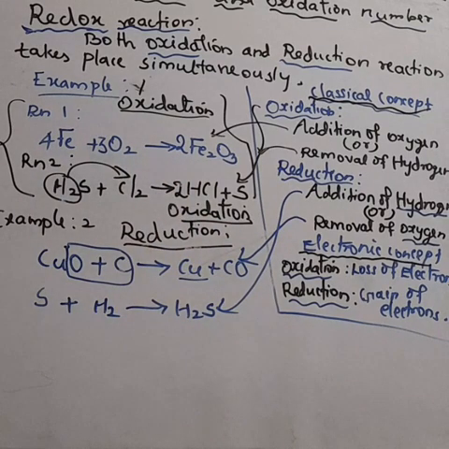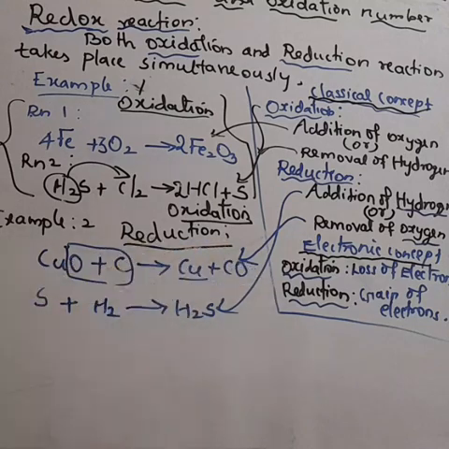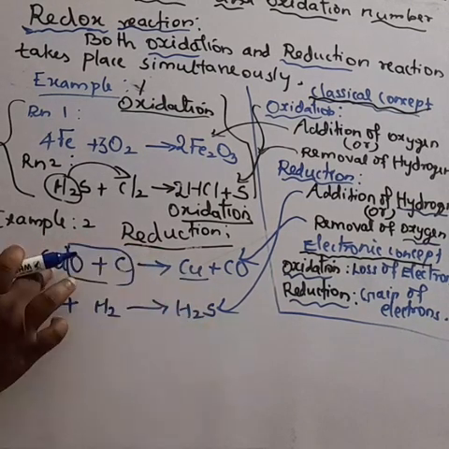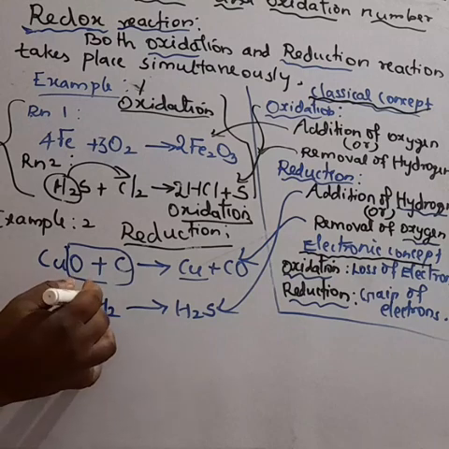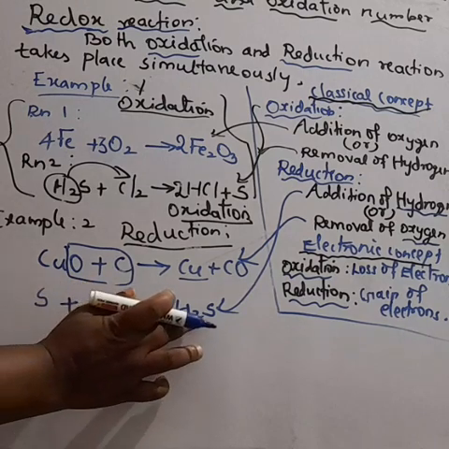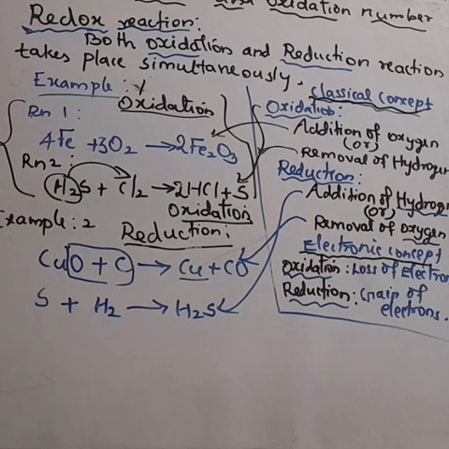Okay, so in this reaction, cupric oxide plus carbon forms copper plus carbon monoxide, which means removal of oxygen from the cupric oxide. So it is a reduction. In this other reaction, sulfur plus hydrogen means addition of hydrogen to the sulfur. So it is the reduction. Understand? So these are the definitions for oxidation and reduction.